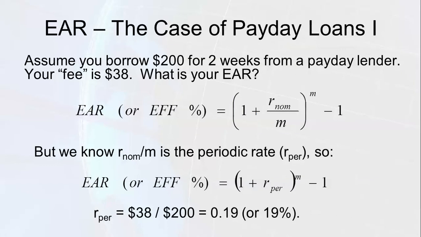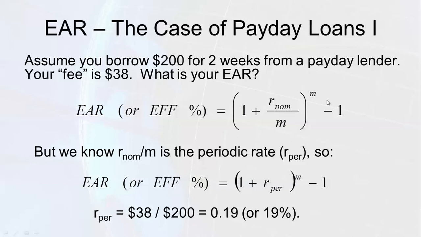Let's think about a payday loan. From a payday lender, people can borrow money for 2 weeks. For example, assume you borrow $200 for 2 weeks from a payday lender, and they charge you $38. Okay, let's do this example. What is your effective annual percentage rate?